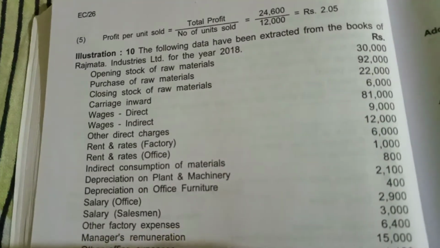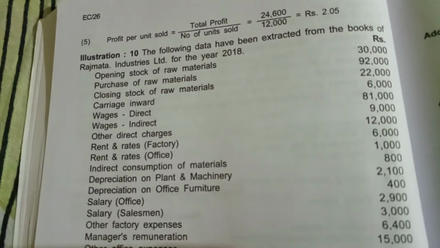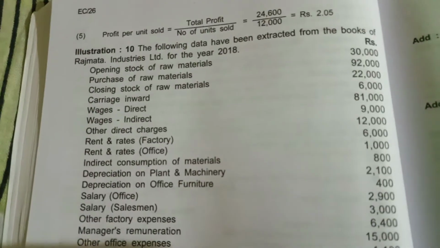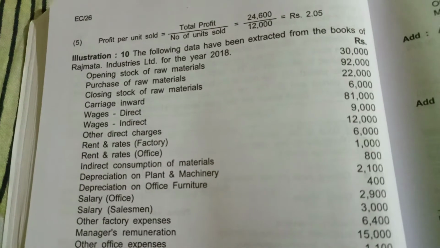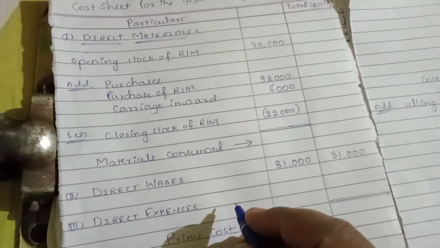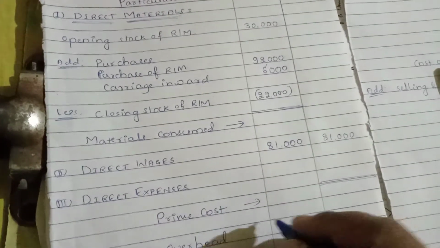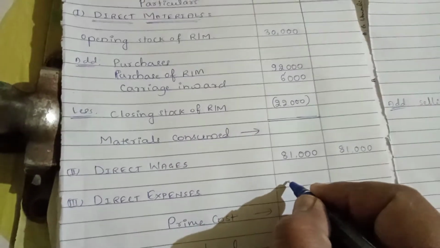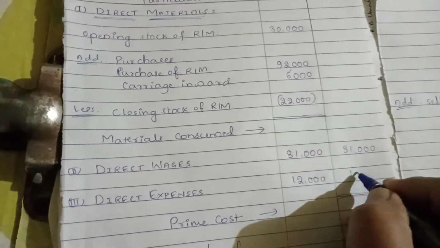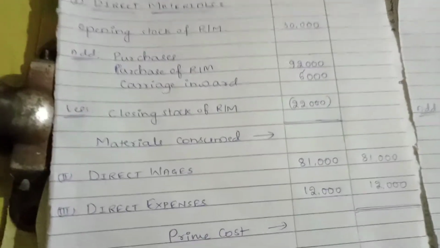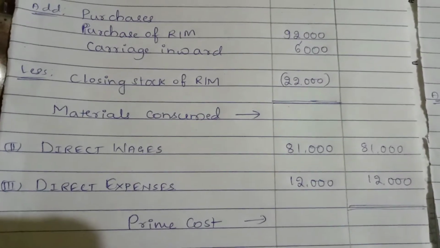Next, other direct charges. The name itself suggests direct charges, which means direct expenses. So under direct expenses I will write 12,000 directly, and no other items will fall there, so the same amount can be put under the outer column also.